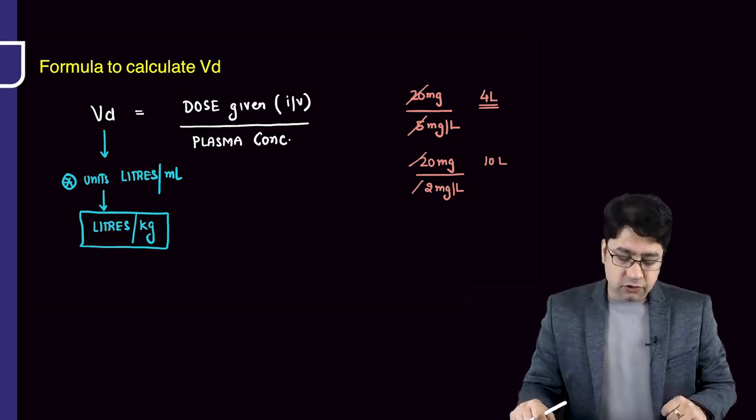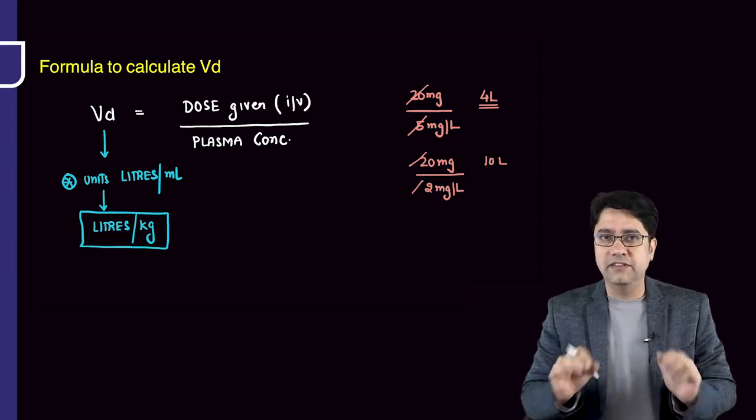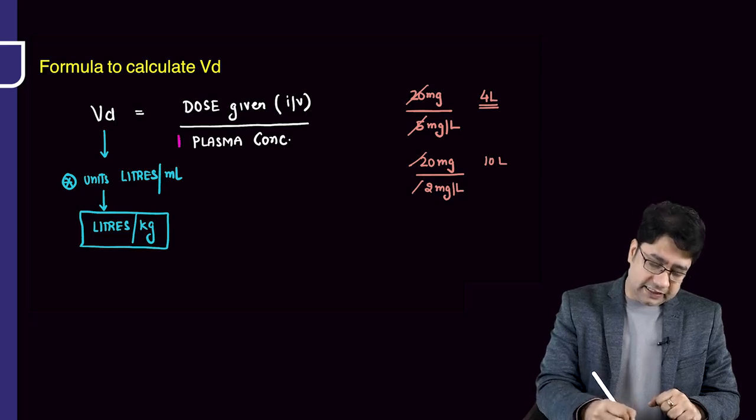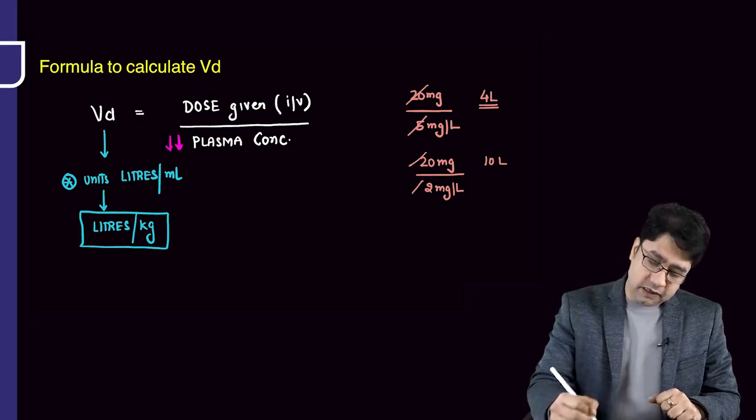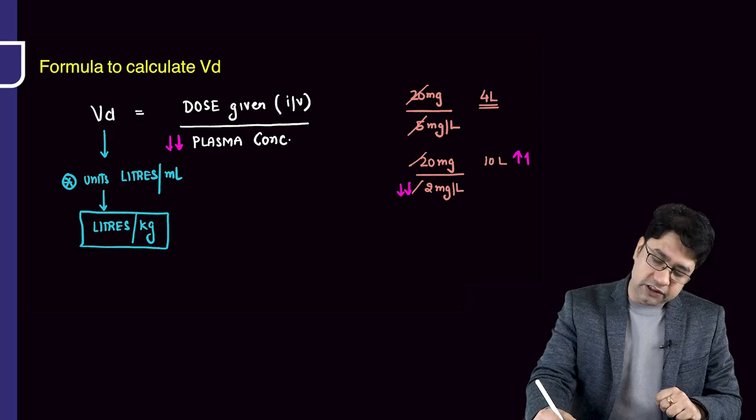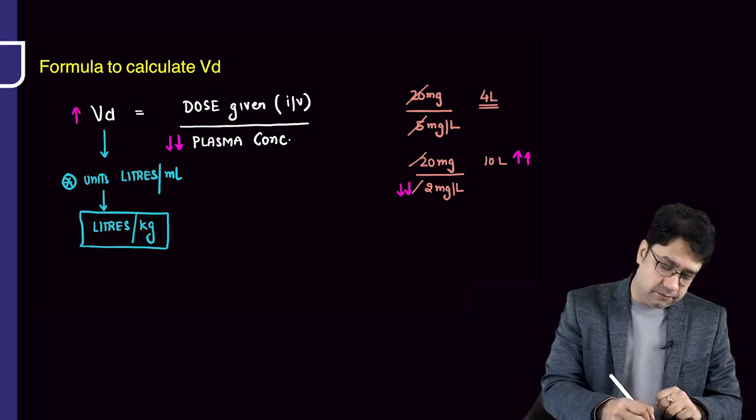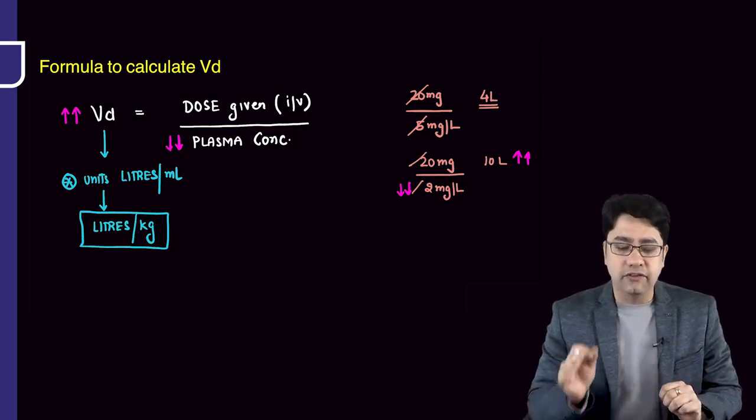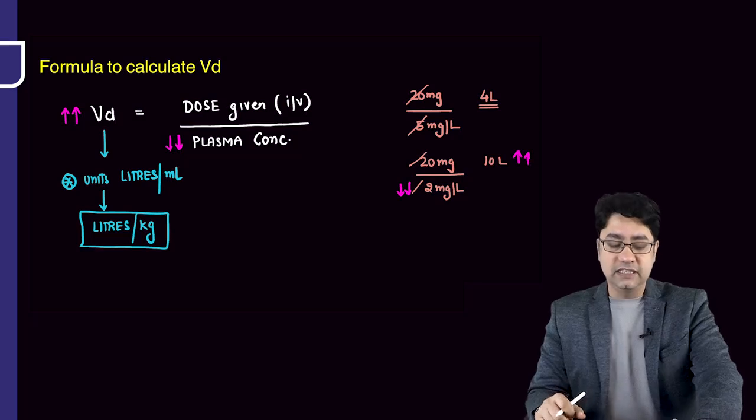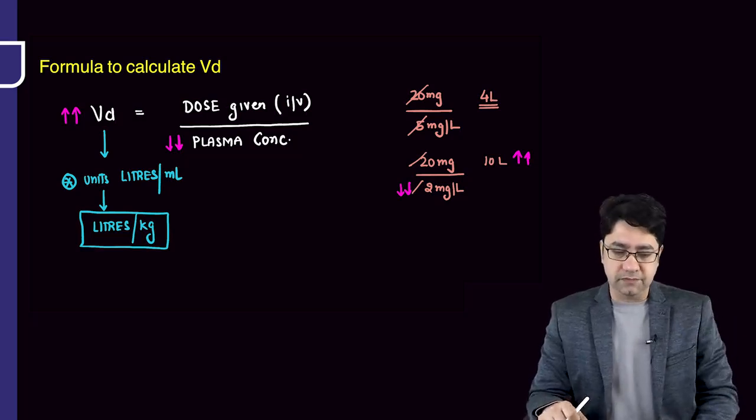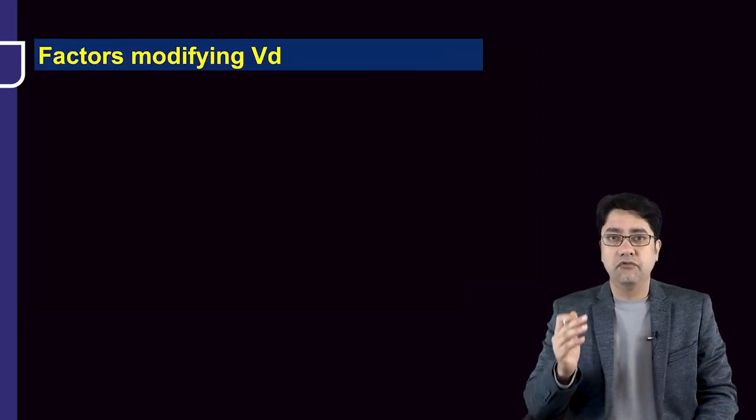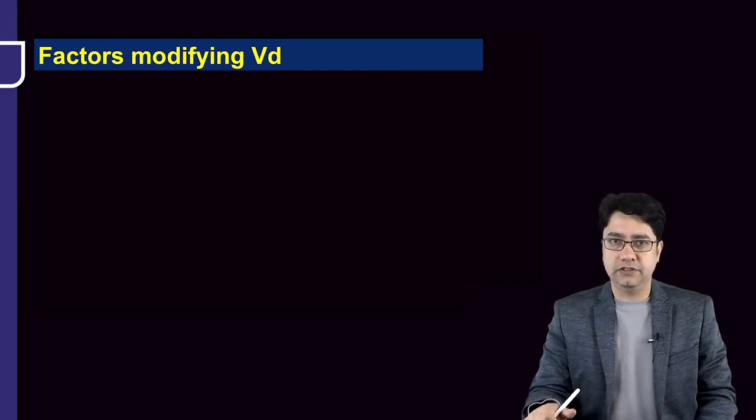Okay. So now this pattern you can see very easily: if you are finding a drug in less concentration in plasma, so as plasma concentration is getting reduced, volume of distribution is getting increased. That means the drug is moving out of a blood vessel. So this is volume of distribution. Now let's talk about on what factors volume of distribution depends.